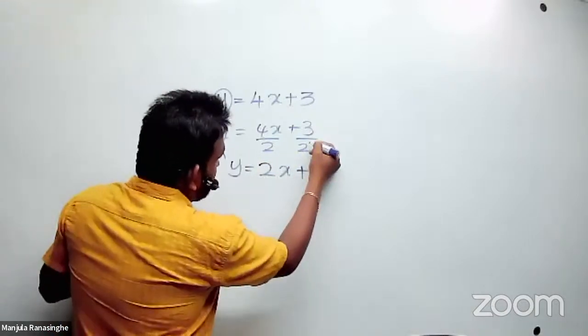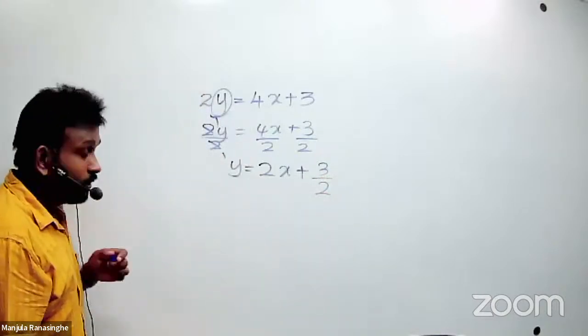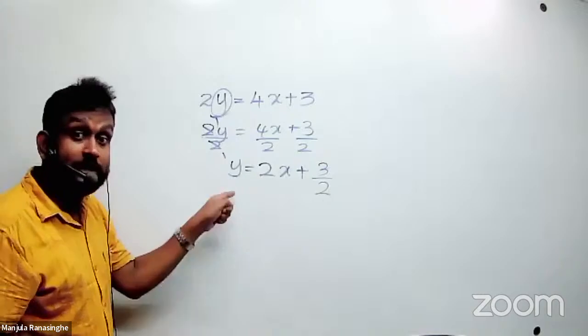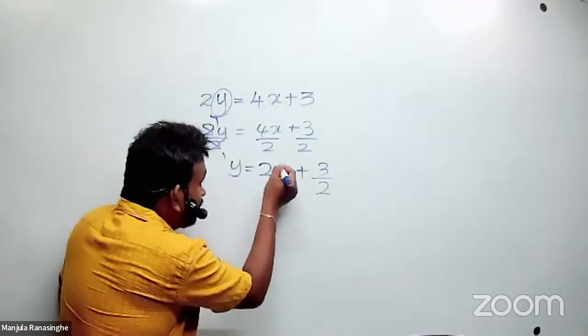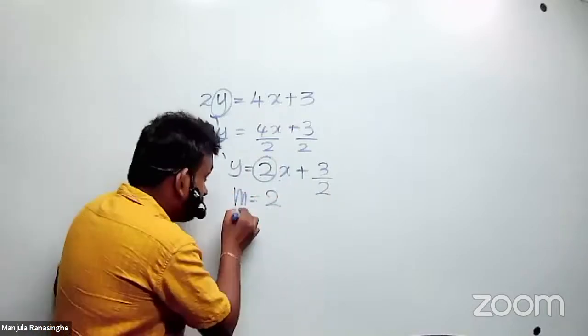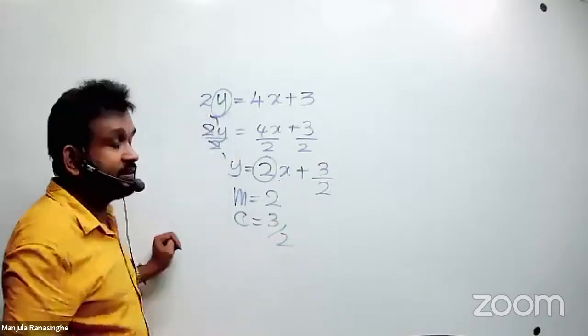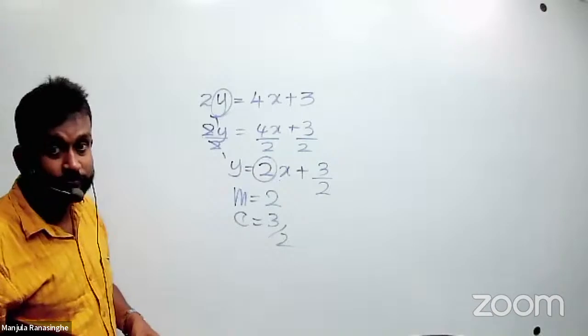Plus here you cannot exactly divide, so write it as a fraction, 3 upon 2. Now the equation is y equals, y is subjected. Now the x coefficient is 2, so you can say that the gradient is 2 and the intercept is 3 upon 2. That's how you deal with the equations, gradient and intercept.